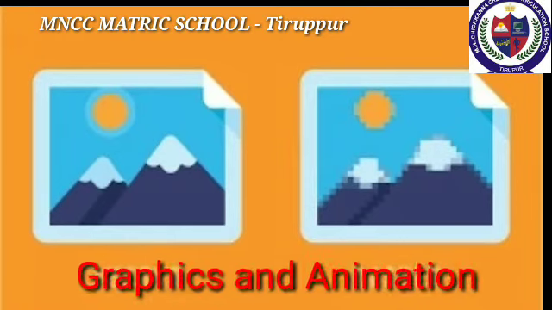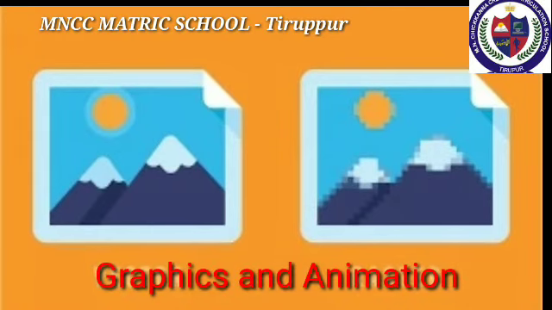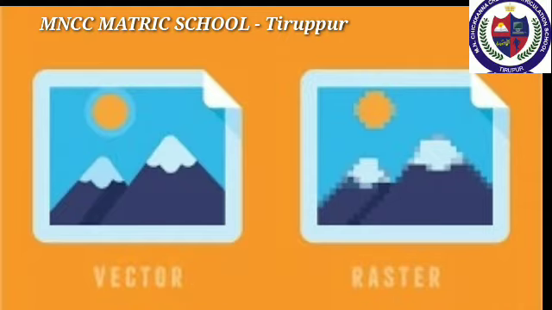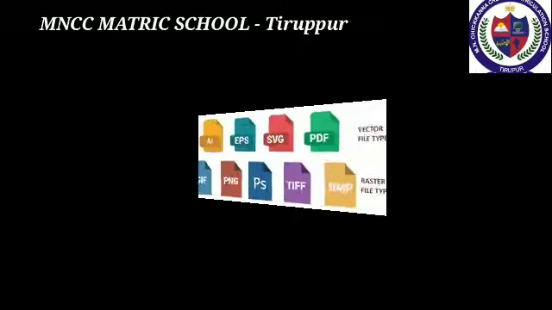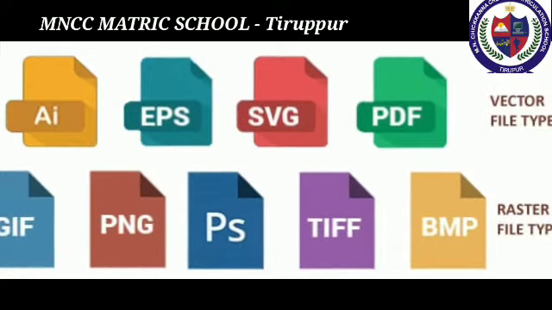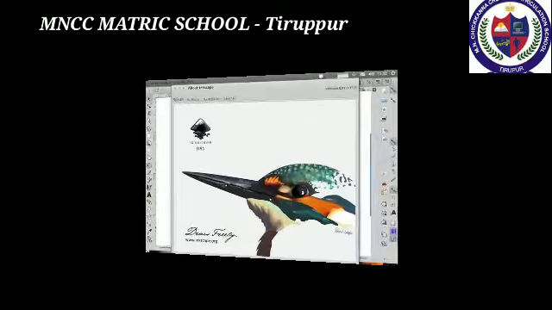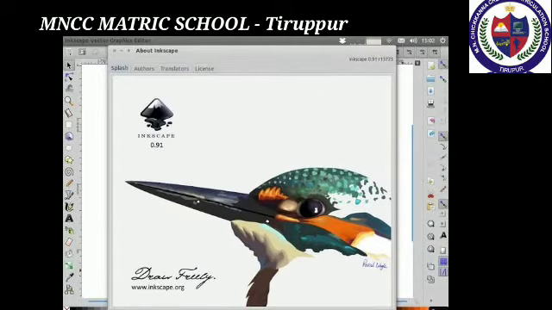Move on to the topic graphics and animations. Raster graphic. The picture or image which is created by raster graphic is entered as it is as file and data. Pictures are of two types. One is vector, another is raster. Raster graphics are created on the basis of pixels.